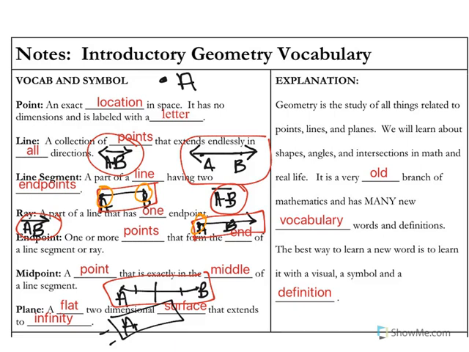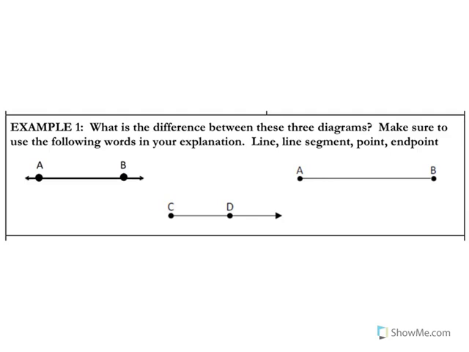Let's look at an example of some comparison. So what is the difference between these three diagrams? Well, let's take a look. Use the following words in your explanation: line, line segment, point, and endpoint. And there's one word missing, so I'm going to see if you can figure out what that word is.